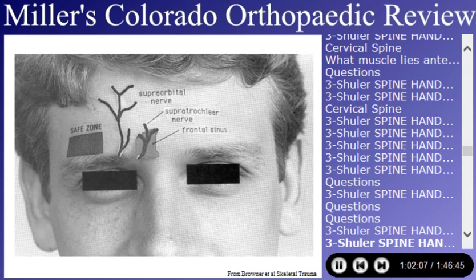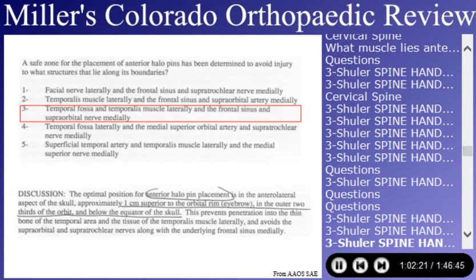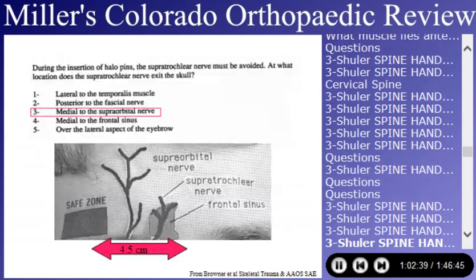One of the questions they like to do also: if you draw a line from midline over to this zone, it's 4.5 centimeters, from midline to the safe zone. The safe zone for placement of anterior halo pins has been determined to avoid injury to structures that lie along its boundaries: temporal fossa, temporalis muscle laterally, frontal sinus, supraorbital nerve medially. You have to be way far medial to hit the frontal sinus. How many pounds? 8 pounds, covered all that.